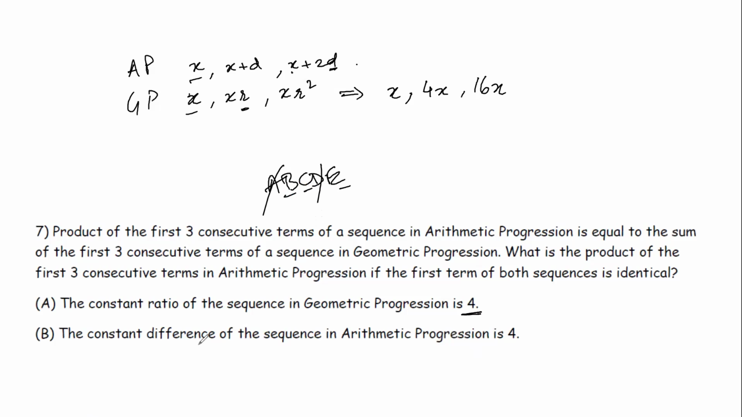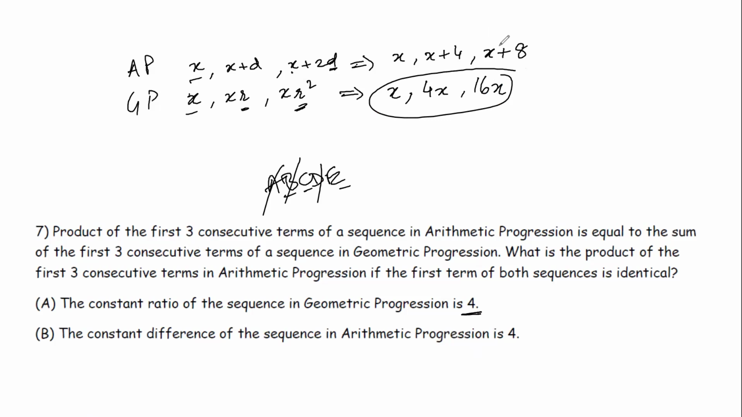Second one, the constant difference of the sequence in arithmetic progression is 4. So the constant difference is 4. So we know this is the case, correct? But we don't know this part from the second statement, right? So again, we have two unknowns, R and x, correct?